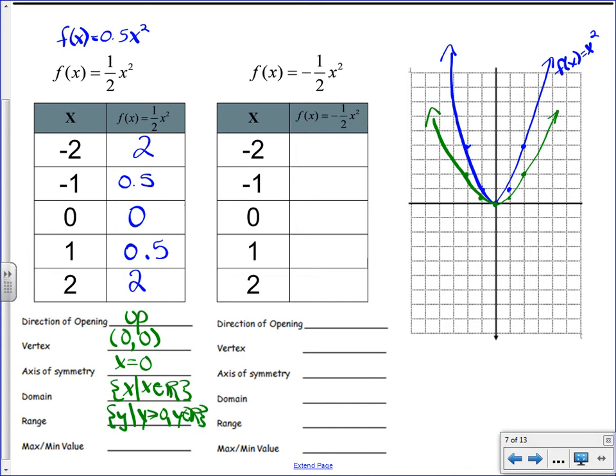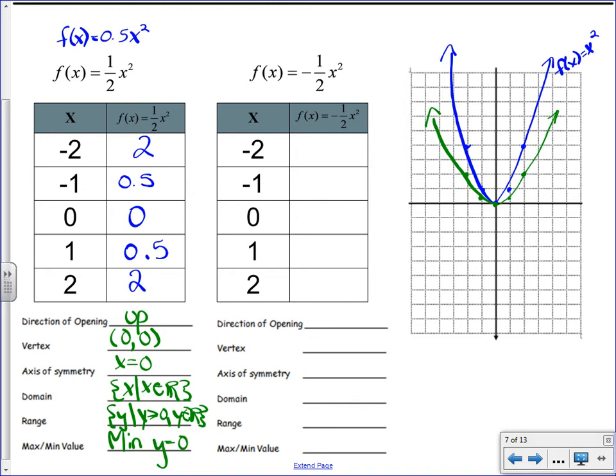So looking at this graph, this definitely has a minimum. If I have a minimum, I know my range is going to be set up with my minimum value in there, which is 0. So I know my minimum occurs at y equals 0. Any questions about this? Jenny?